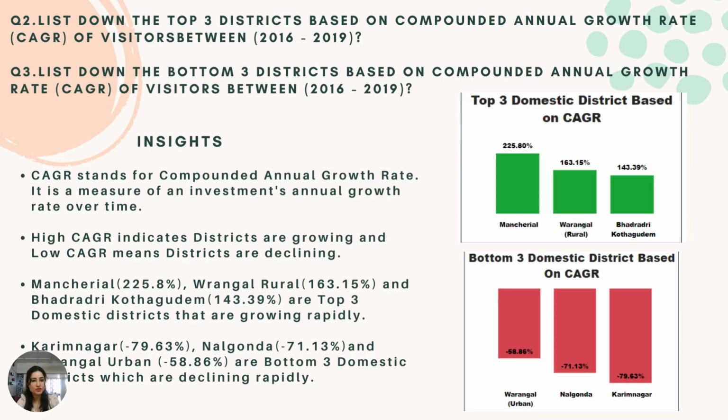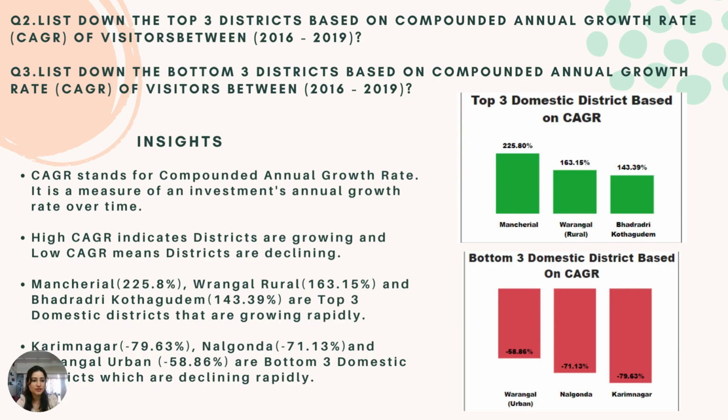The next question is we need to list down the top three districts and the bottom three districts based on the CAGR. Now, what does CAGR mean? It means compounded annual growth rate. It is a measure of an investment's annual growth rate over time. So, a high CAGR indicates districts that are growing, and a low CAGR means districts that are declining.